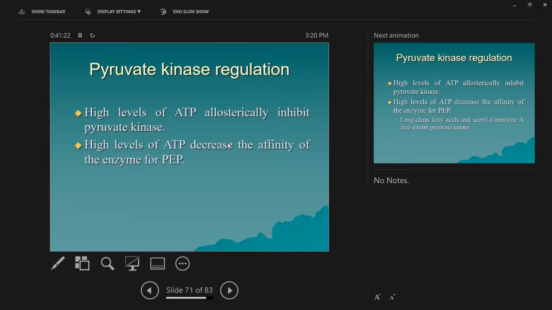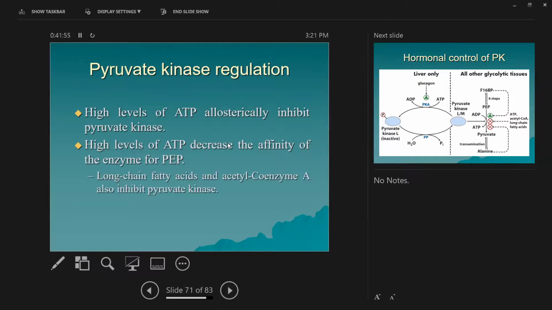Pyruvate kinase. This thing is really heavily regulated. Pyruvate kinase is inhibited allosterically by high levels of ATP. If ATP gets too high, it decreases the affinity of the enzyme for its other substrate, phosphoenolpyruvate. Also, long-chain fatty acids will inhibit it, because long-chain fatty acids tell you there is yet another carbon source that will give you more ATP per gram of carbon. That's beta oxidation, which occurs in the mitochondria. So if these build up, they're not being sent to the mitochondria fast enough, you shut down glycolysis.